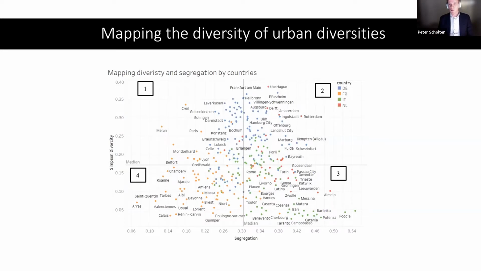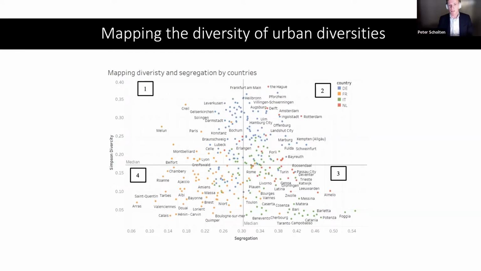And in Europe, as you may know, there is a lot of data, but the data isn't really comparable. It has very different backgrounds and a lot of data problems. So we ended up with only 4 countries: Germany, France, Italy, and the Netherlands. And there we could legitimate that we have a meaningful comparison. Then we tried to compare them based on diversity, a Simpson's diversity index, and a segregation index. And we plotted all cities from all those 4 countries.